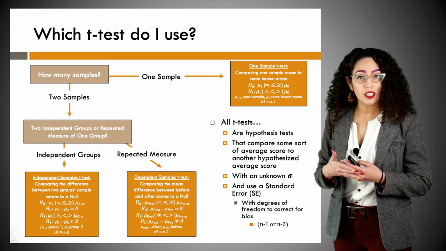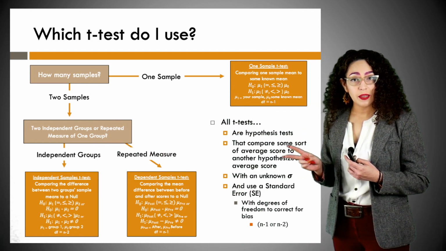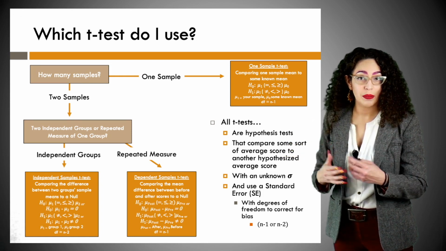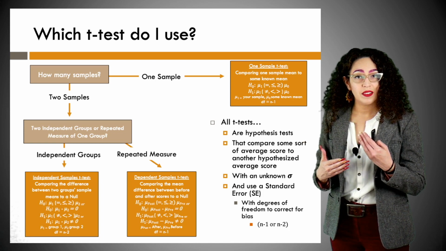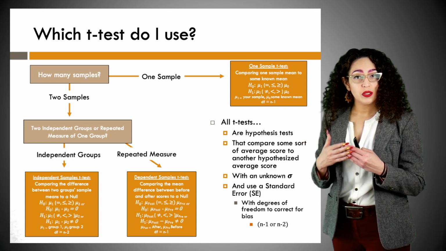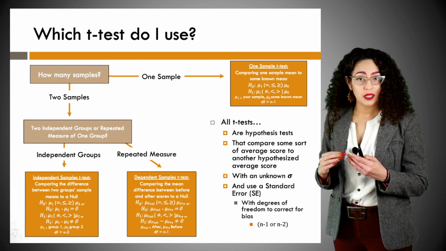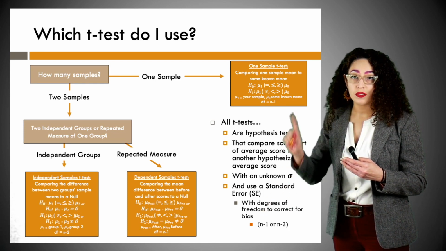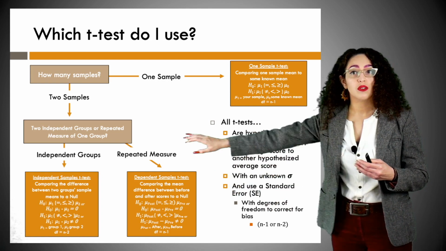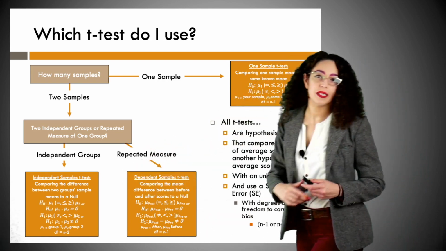So all t-tests are hypothesis tests. They compare some sort of average score to some sort of hypothesized, that null hypothesis average score. They have an unknown sigma, so we have to estimate standard deviation. And we use standard error with the associated degrees of freedom, whether it's n-1 for a one sample or repeated measures dependent sample, or n-2 for independent samples.